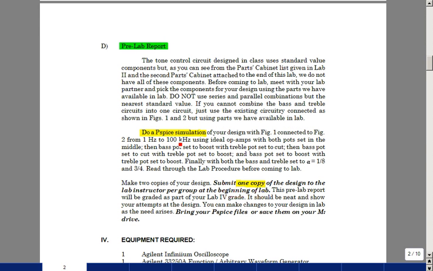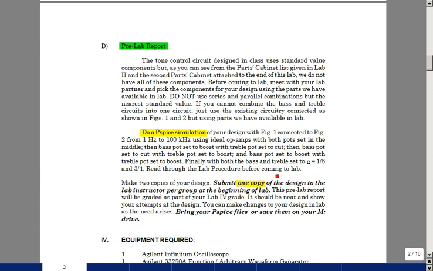I'd like you to do a piece-by-piece simulation of your design before you come to lab. With figure 1 connected to figure 2, no matter how you do this, between 1 Hz and 100 kHz. Again, we're using just ideal op-amps here. With both pots set in the middle position, then the bass pot set to the boost and the treble pot set to the cut. In another simulation with the bass pot set to cut and the treble pot set to boost. And then another one with the bass pot set to boost with the treble set to boost. And then one last set of simulations with the bass and treble set to alpha 1/8 and 3/4.